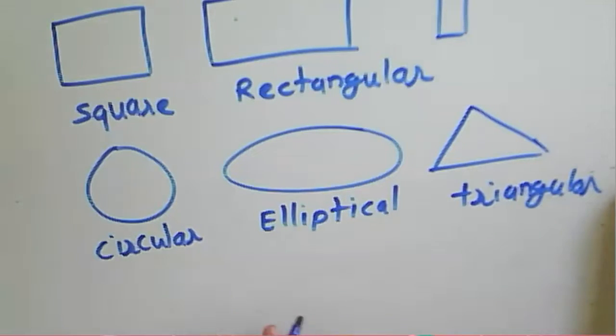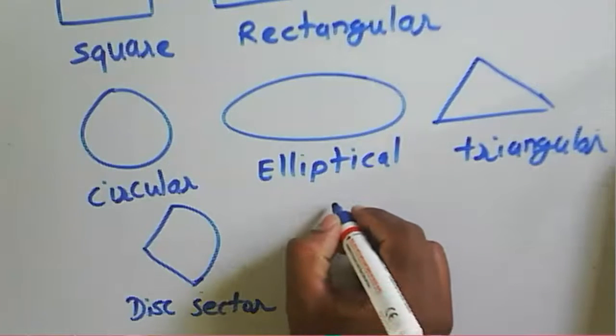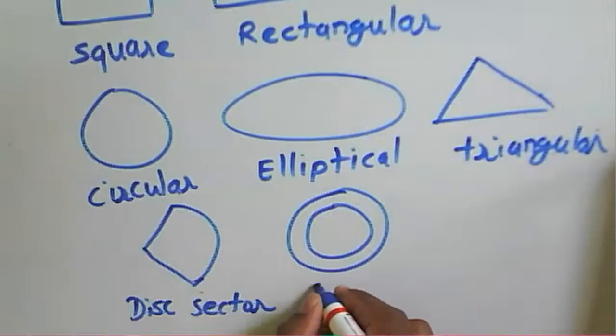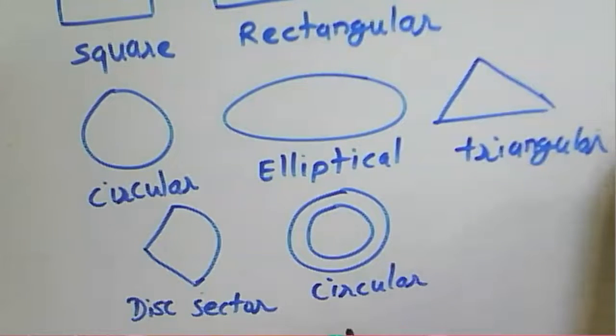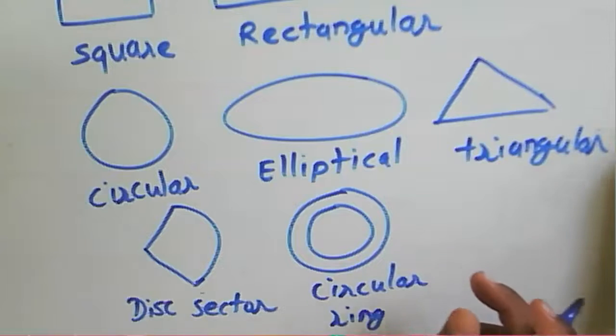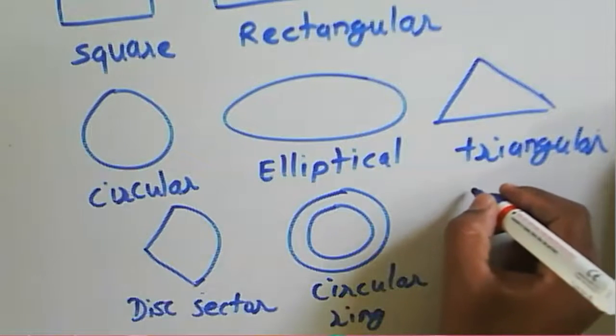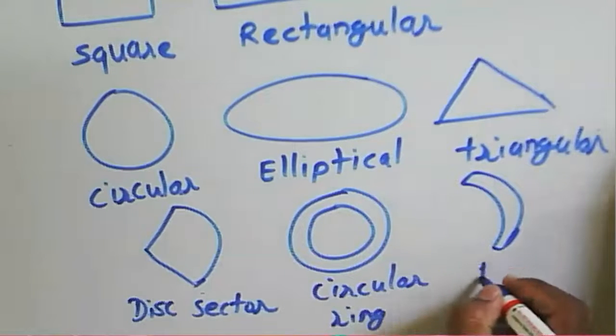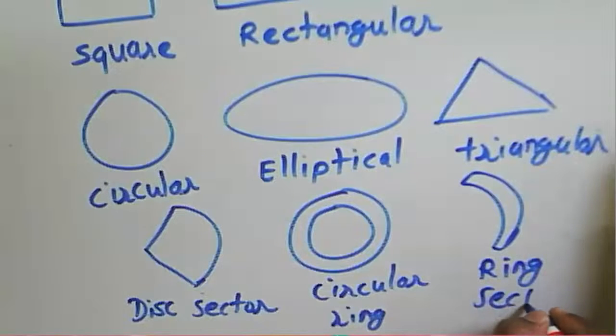For each and every patch, the current distributions will be different. Based on the current distribution, the radiation pattern, if you observe, will be different here. Now this one looks like a disk sector. Then a circular ring. Most people are right now working on this circular ring because the radiation pattern is good using this circular ring, and to develop or design it will be very easy. Then this one is a ring sector.